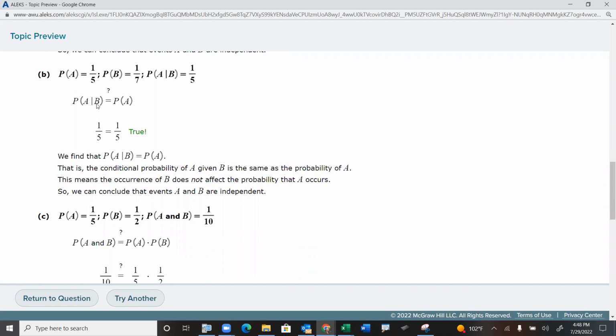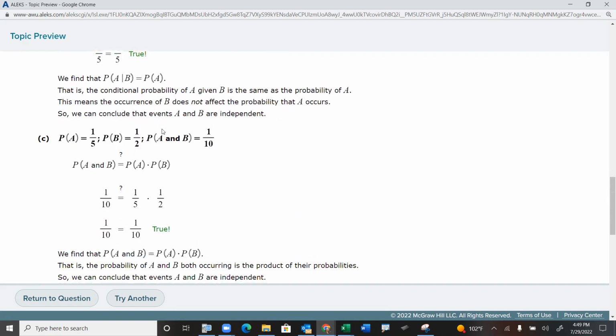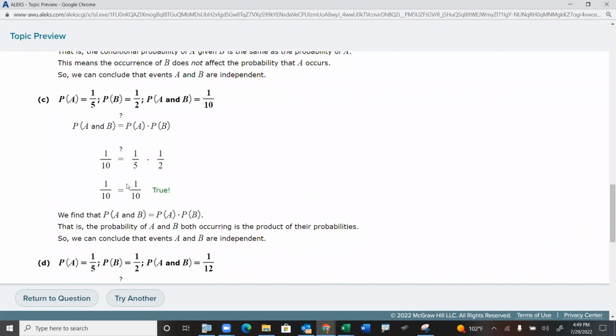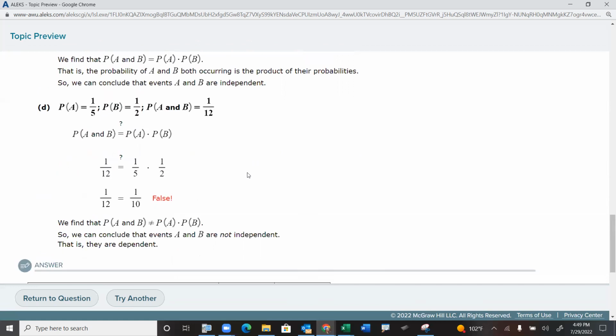Okay. Well, based on what you're given, the probability of A given B is 1/5. And so what about the probability of A all by itself? Would B not having happened change it necessarily? Still 1/5. So yeah, independent. And then on part C, probability of A and B is 1/10. Probability of A times probability of B is 1/10. So yeah, the two events are independent. So everything's independent so far.